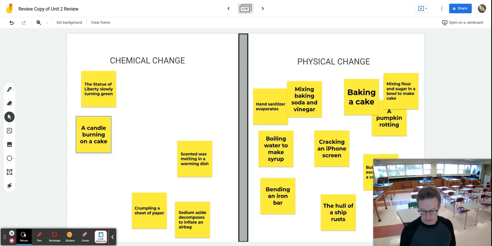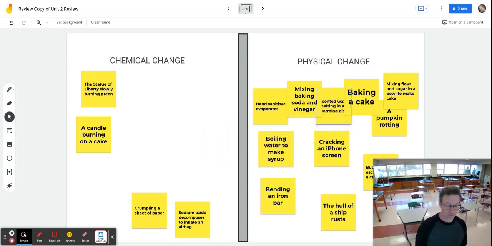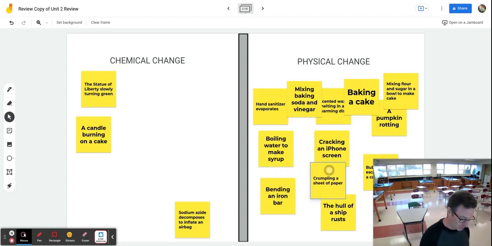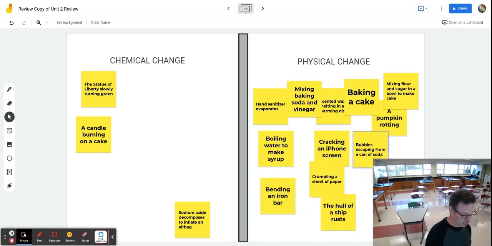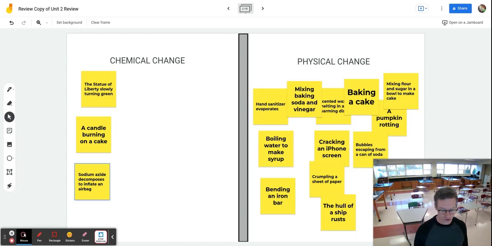Scented wax melting in a warming dish. Melting, just like boiling, freezing, or condensing, is a change in state, but it's not a change in content or composition, so that's physical. Crumpling up a sheet of paper, again, just changing the physical appearance does not change the composition. Decomposing. Decomposing is actually a specific type of chemical reaction. So anytime you see a word like that, it indicates a chemical change.